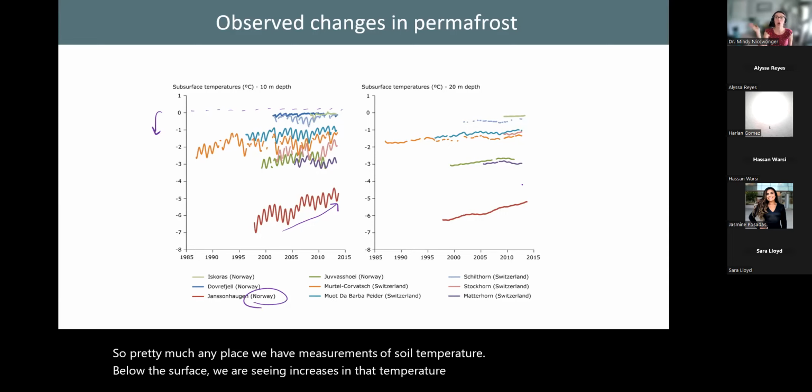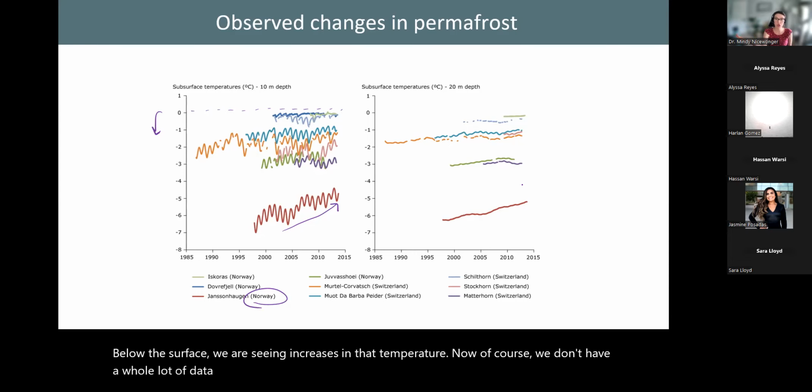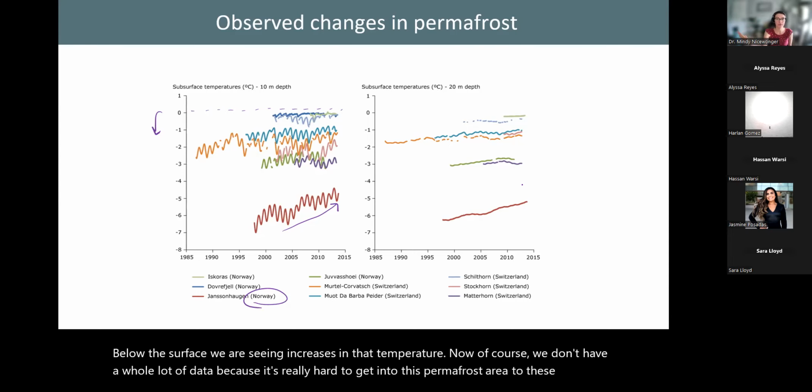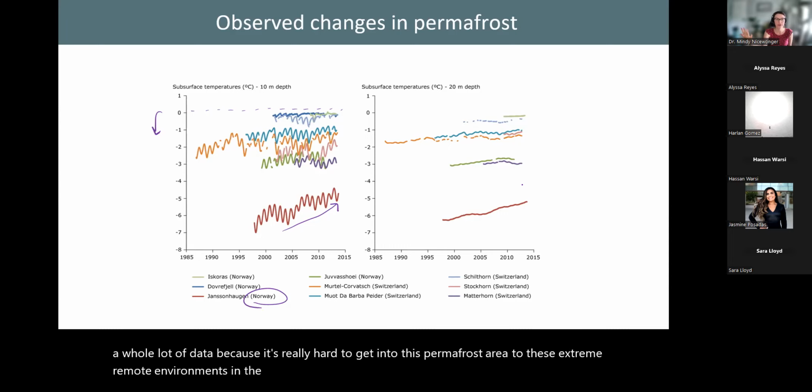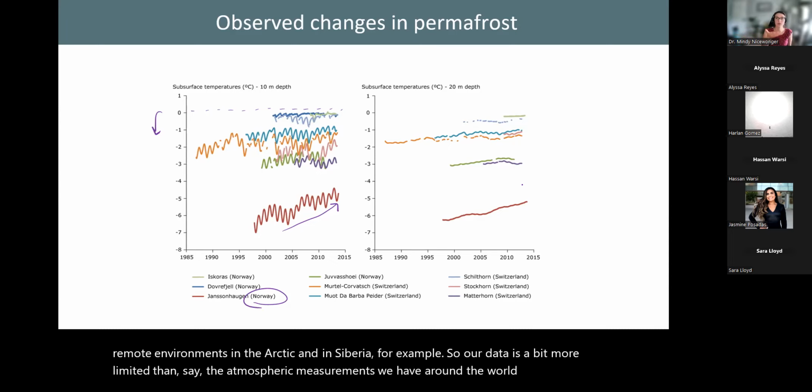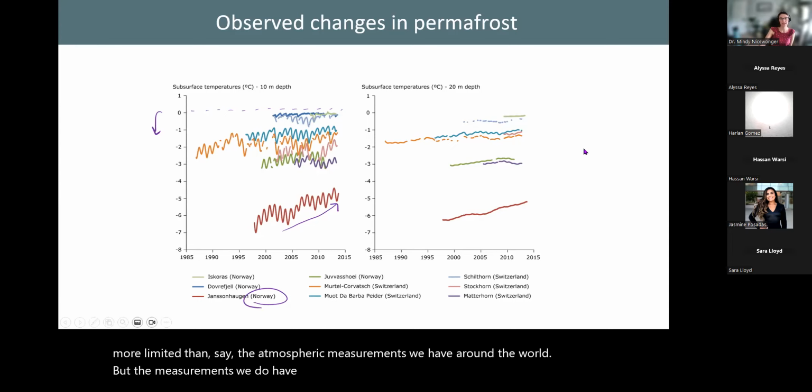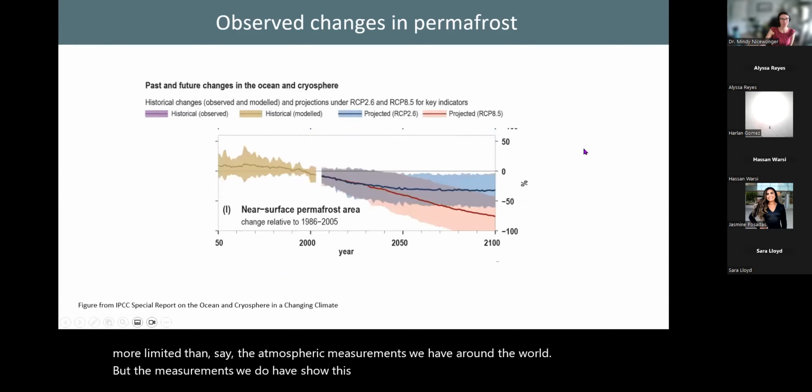Now, of course, we don't have a whole lot of data because it's really hard to get into this permafrost area, to these extreme remote environments in the Arctic and in Siberia, for example. So our data is a bit more limited than, say, the atmospheric measurements we have around the world. But the measurements we do have show this impact.